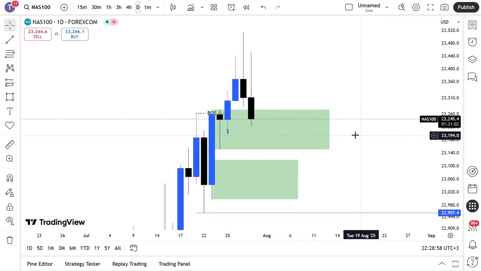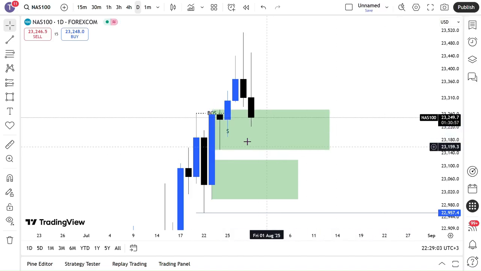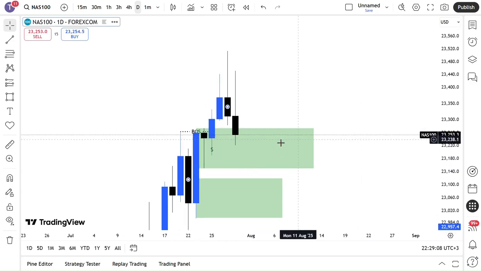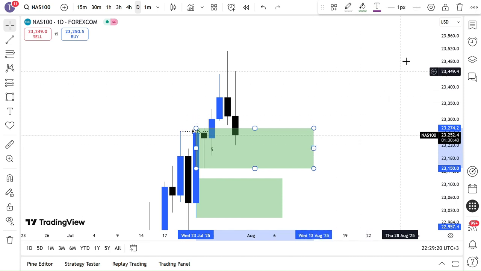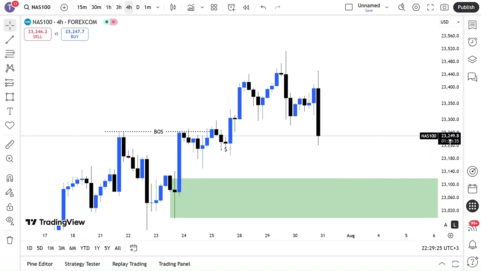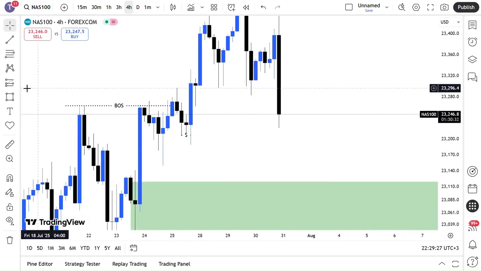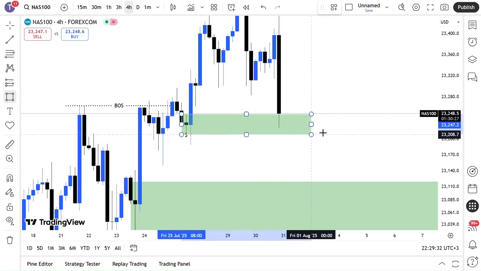That's why I see buys from this area. You can see this week mitigated this order block, and this order block was left behind with a fair value gap. So that's why my 4 hour order block is from inside this daily order block. Let me delete that and go to the 4 hour time frame. That's why this order block is very good.